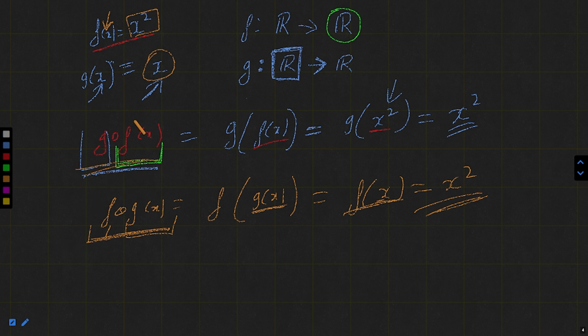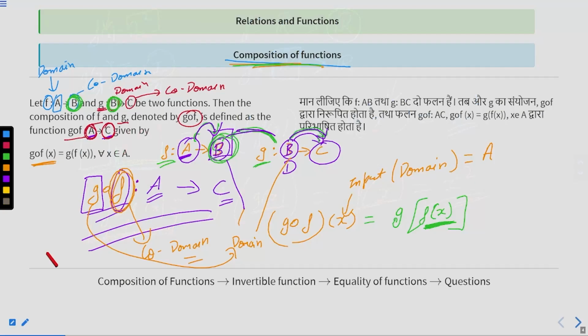And the condition for composing any two functions is what? The codomain of this function must be equal to the domain of this function. This means the codomain of this must be equal to the domain for this function. Okay, I hope that now it is clear to you.